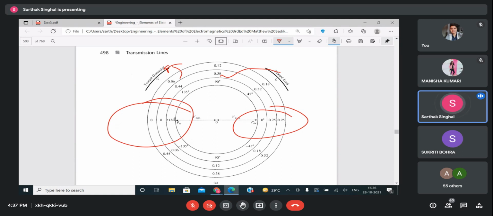And now in this you are seeing three scales. So the outermost circle represents the length towards the generator, and the second scale represents the length that you are moving towards the load. And the third one represents the angle rotation. That means we can say the angle of the reflection coefficient, or how much phase shift will be there, right?